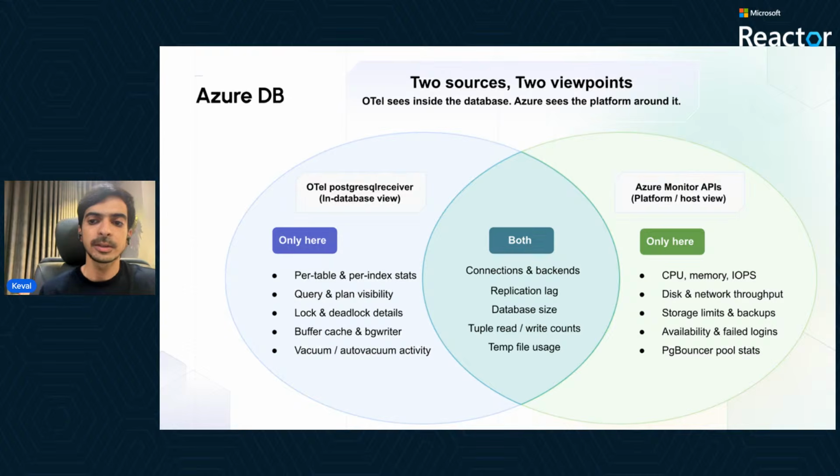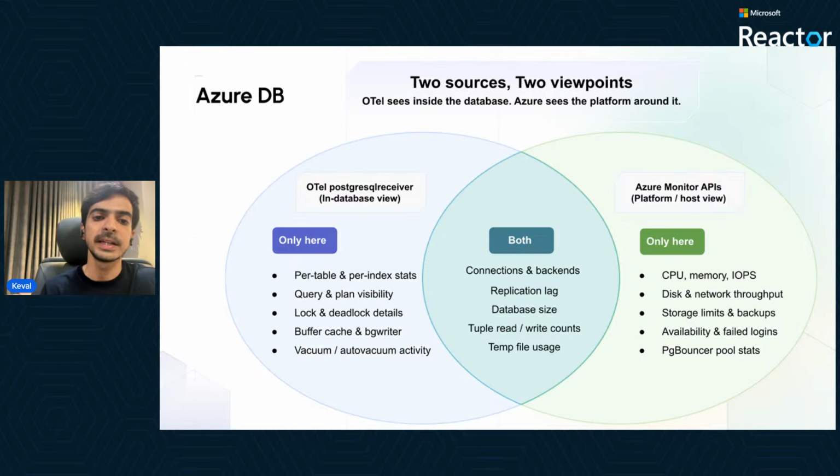Now, when we talk about database monitoring, there are mostly two kinds of metrics that you can extract out of the database. The first set of metrics comes from the Azure Monitor APIs. Azure Monitor APIs will mostly give you visibility into how your database infrastructure is working. You will be able to see, resource-wise, if the database has enough CPU, memory, disk, network, and storage limits, those kinds of details. That is what you can see on the right side of the Venn diagram.